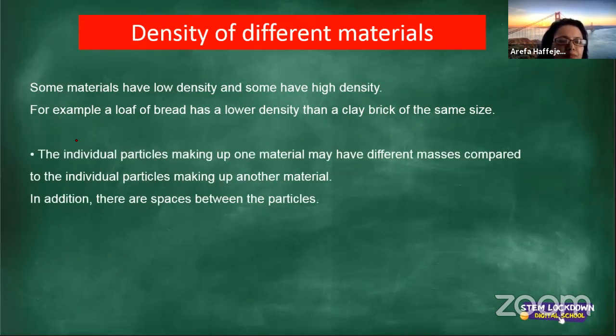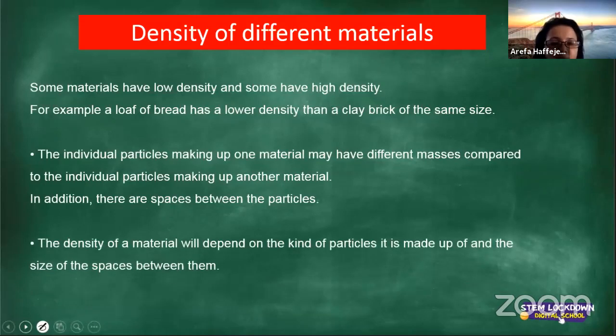Now, the individual particles that make up one material may have different masses compared to the individual particles that make up another material. In addition, there are spaces between the particles. Now, if you imagine the loaf of bread and if you imagine the brick, the materials in the brick are really, really compact.